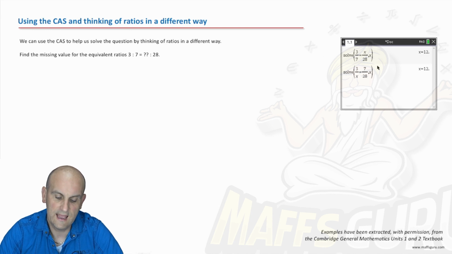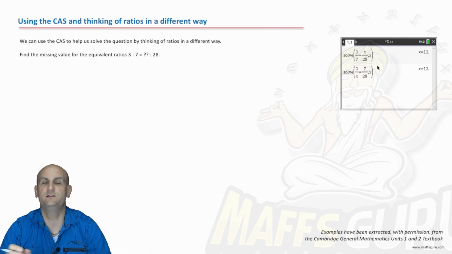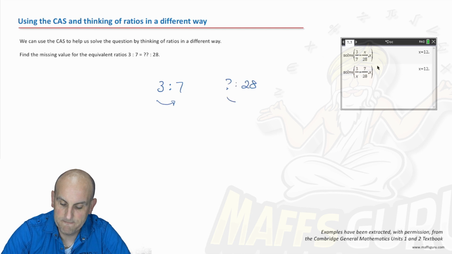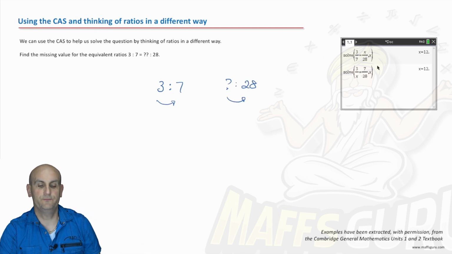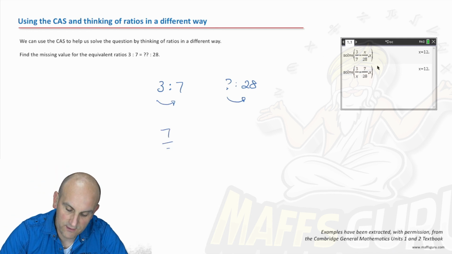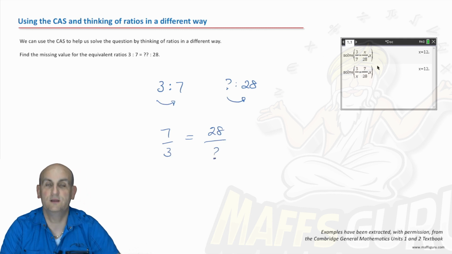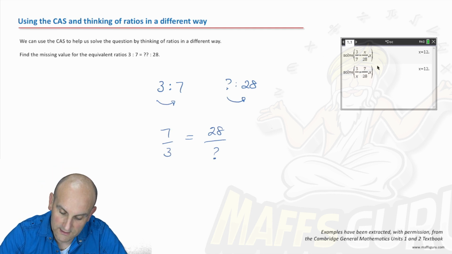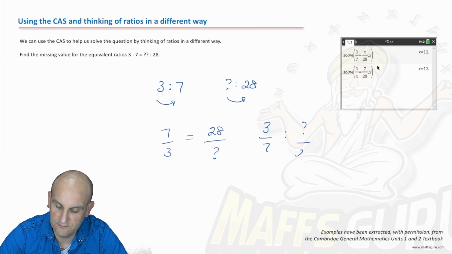Now we can use our calculators to think of ratios in a different way. What we know is 3 to 7 can also be thought of as a ratio going that way, and question mark to 28 must have the same ratio. So what I'm saying is that 7 divided by 3 must be exactly the same as 28 divided by the question mark. So that's one way of thinking about it. Funnily enough, we could have done it the other way and said that 3 divided by 7 is exactly the same as question mark divided by 28.